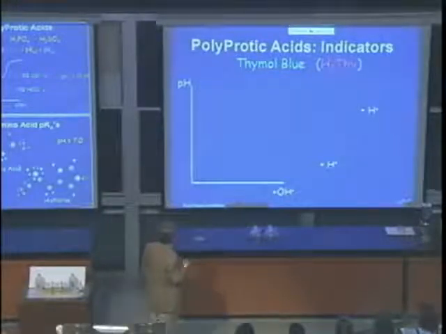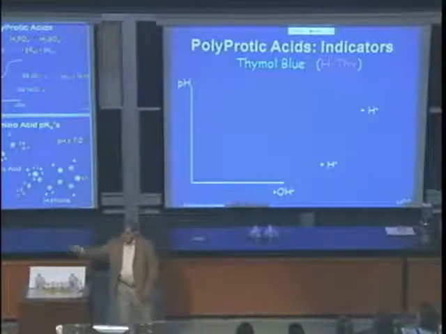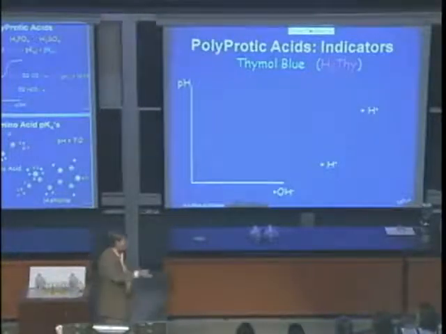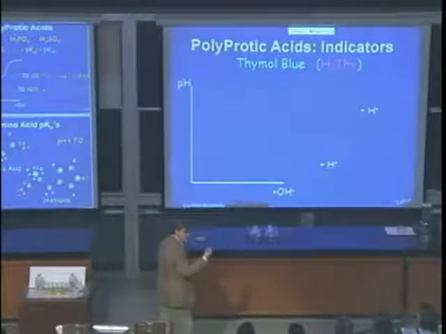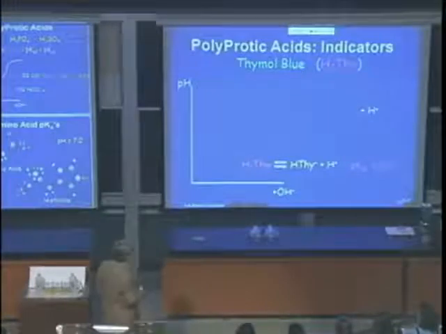It has the thymol structure, and then this has two protons on there. And the nice thing is that they dissociate successively. First one comes off, and then the second one comes off, so you have two pKa's. And this is that molecule here, H2 thymol. So this is sloppily written, okay?